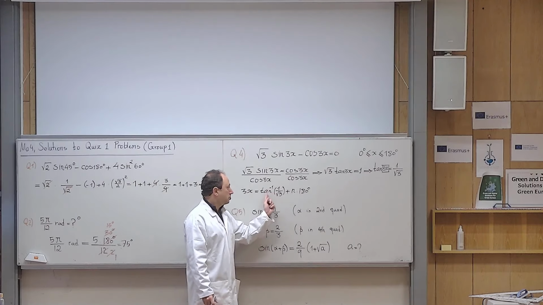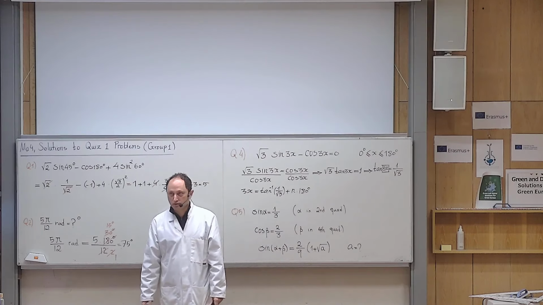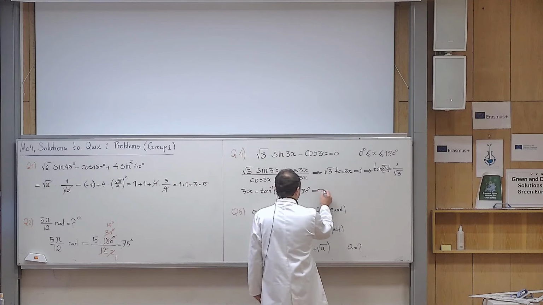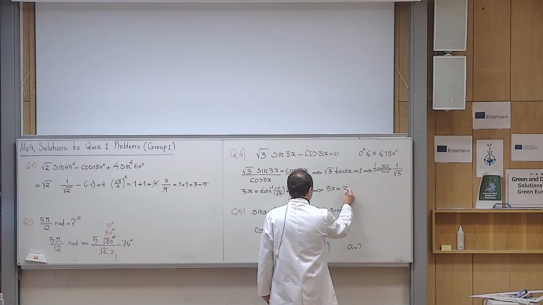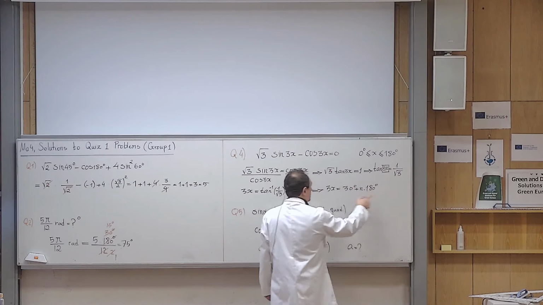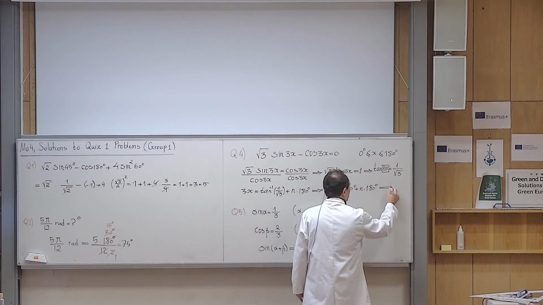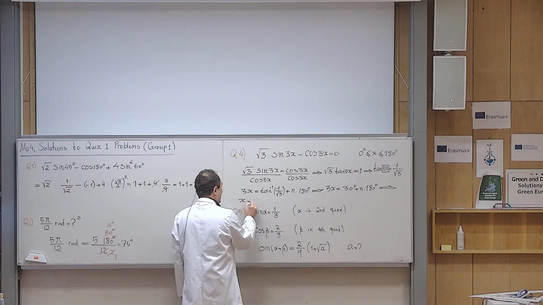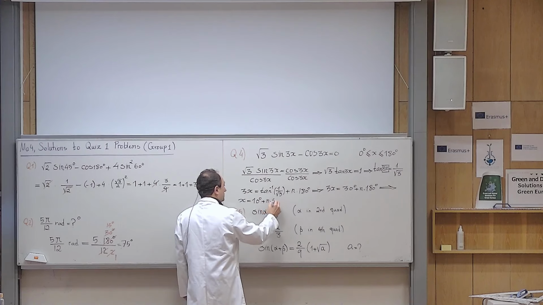So I have it in my memory, it is 30 degrees. Yes? So it becomes 30 degrees. This means that 3x is equal to 30 degrees plus n times 180 degrees. And then I'm looking for x. And don't make Ule's mistake. When you divide, you have to divide everything by 3, including that number.